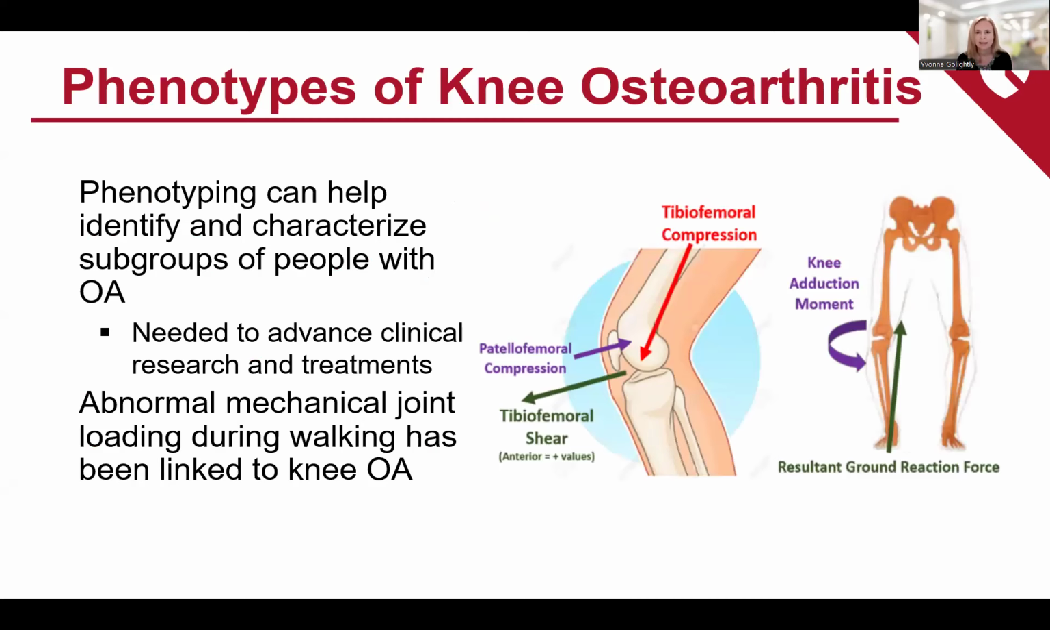analyses. So for some background, as many of you know, knee osteoarthritis is one of the most common chronic conditions in adults and a leading cause of disability. And we know there are many different types of OA, and phenotyping is a way that we can characterize different subgroups so that we can inform clinical research and potential treatments. One category of knee OA is related to abnormal mechanical joint loading during movement. This could be having a higher body mass or abnormal alignment of a joint or altered patterns in movement that may play a role in knee osteoarthritis.